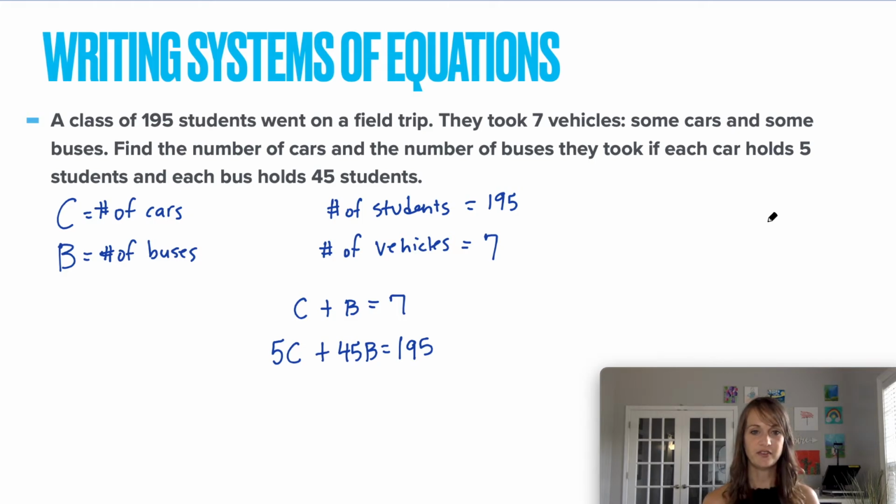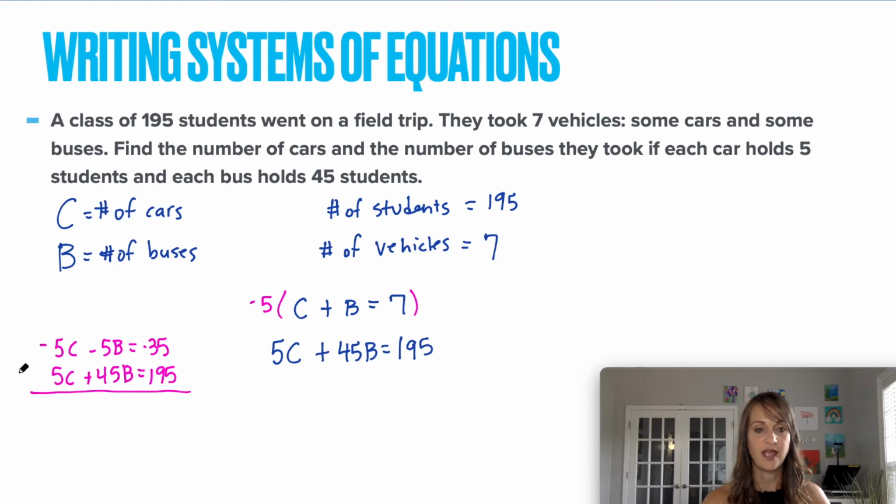Next, okay, we have the field trip. So here are some equations. I'm going to multiply the top equation by a -5 in order to eliminate the c's. So when I do that, I'll get -5c minus 5b equals -35. And then the bottom equation does not change.